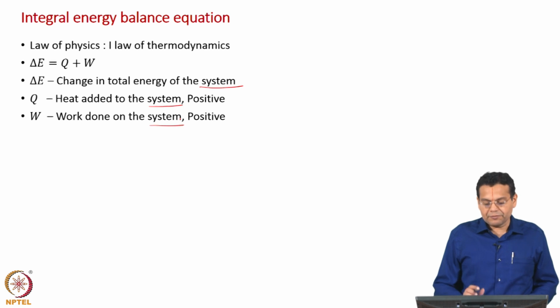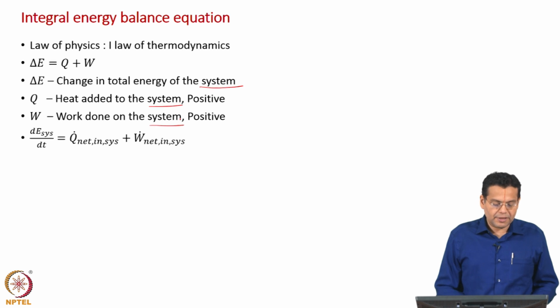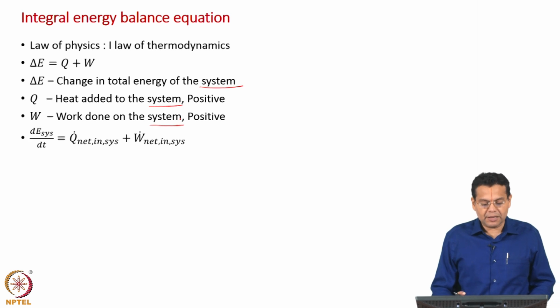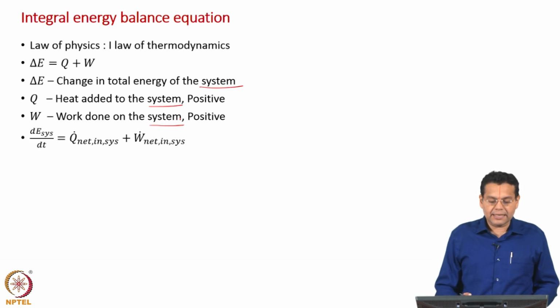Work done on the system we are taking as positive, and what we will do now is express this first law of thermodynamics in terms of rate with respect to time. What happens now? Left hand side becomes dE system by dt, right hand side becomes Q dot and then W dot. I will explain the subscript shortly. Left hand side is dE system by dt, right hand side we have the rate at which heat is added and then the rate at which work is done on the system.